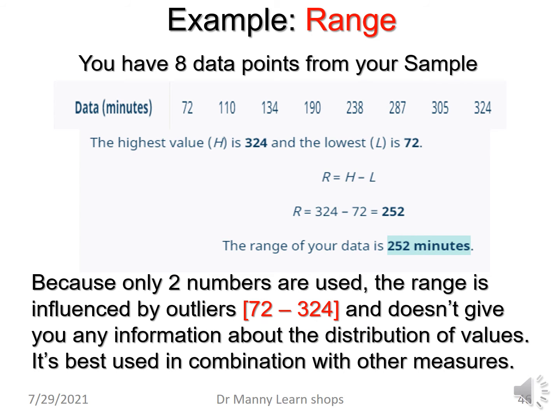So an example of range: you've got 8 data points from your sample, 72 being the lowest, 324 being the highest, which gives you a range of 252 in the data set. But because only 2 numbers are used, the range is influenced by the outliers, the lowest, 72, and the highest, 324. And it doesn't give you information about the distribution of values. It's best used in combination with other measures rather than in isolation.